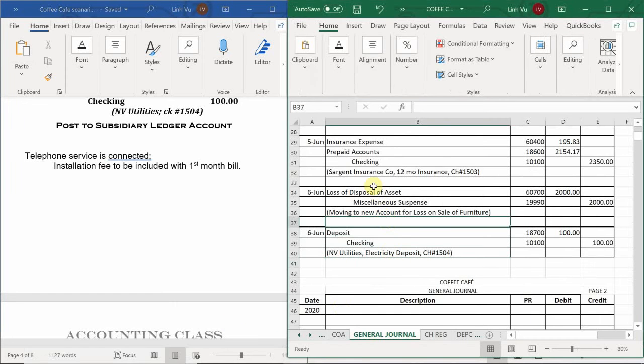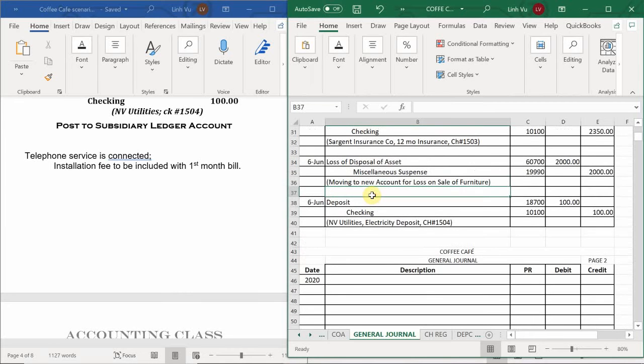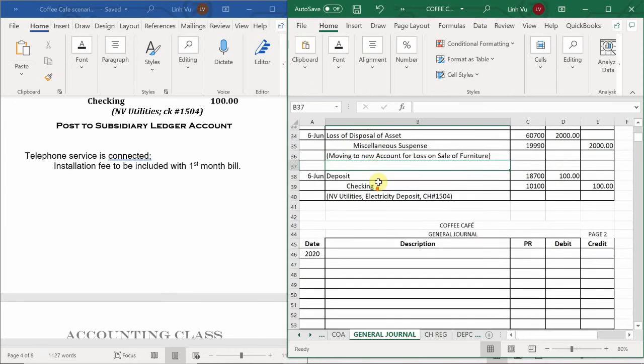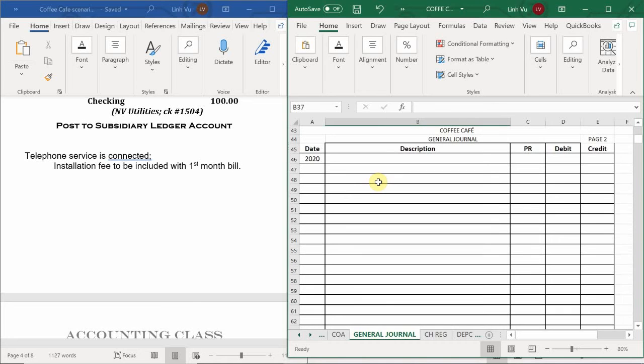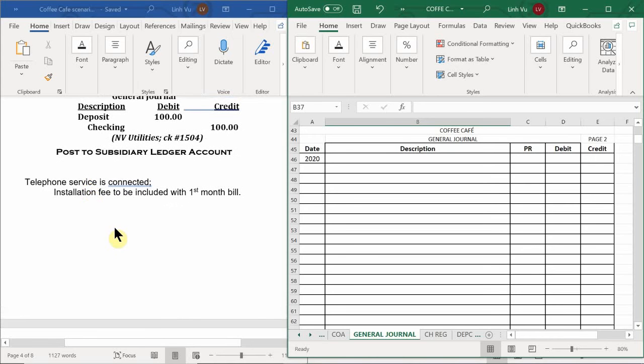Okay, so here we completely finish our general journal page number 1. So now we're going to be moving on to the general journal page 2. Now let's take a look at what happened here. So we got telephone services is connected, okay?